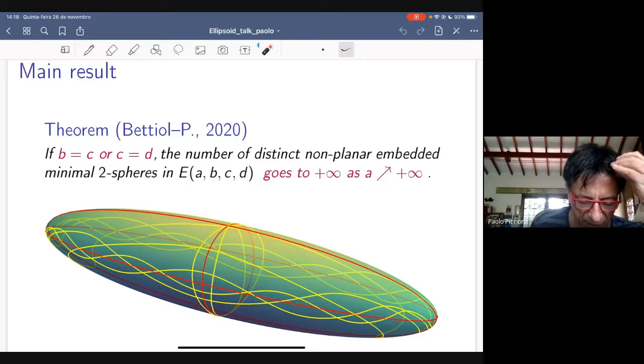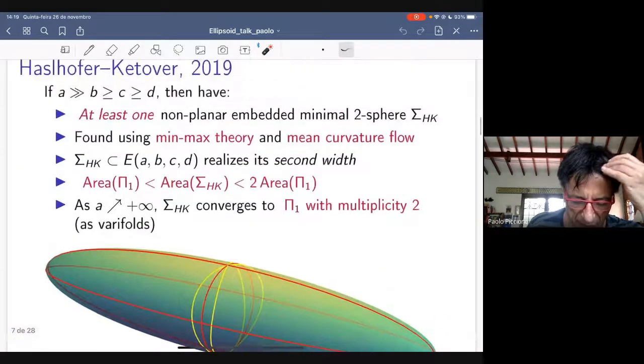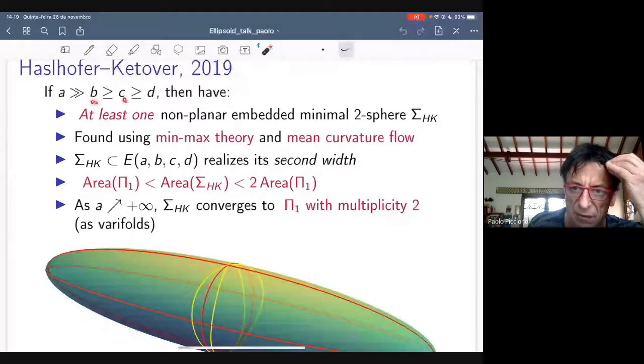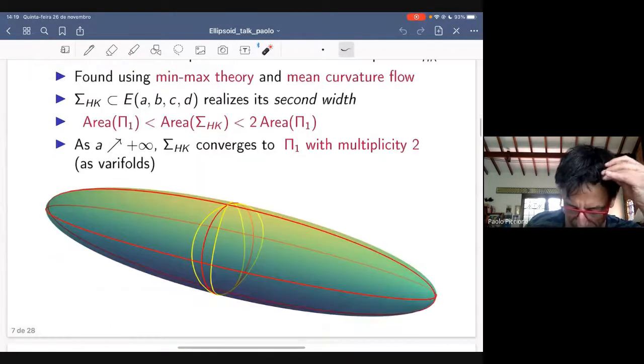Observe that we have this extra assumption which is not present in the Haslhofer and Ketover paper. They prove the existence of at least one for any value of B, C, and D. All right.